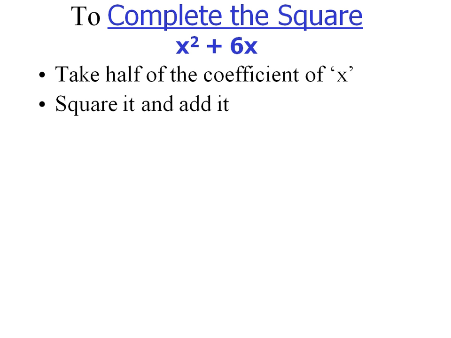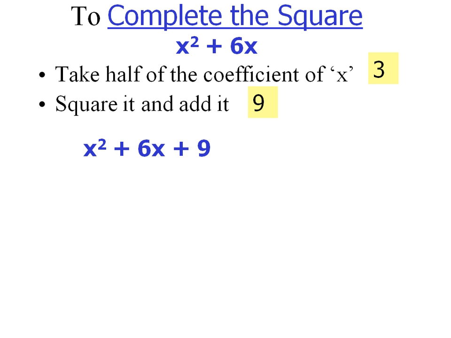All right, so to complete the square, the first thing we got to do, we got a quadratic here, x squared plus 6x. The first thing we got to do is take half of the coefficient of x, the b term. Half of 6 is 3, there we go. Next step says we got to square it. So 3 squared is 9. There it is. Then it says to add it to both sides.